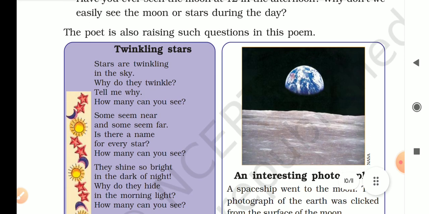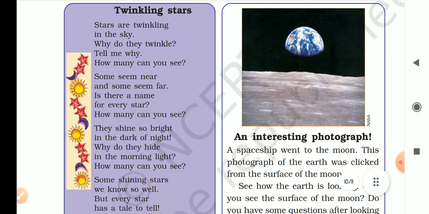The poet is also raising such questions in this poem. Stars are twinkling in the sky. Why do they twinkle? Tell me why. How many can you see? Some seem near and some seem far. Is there a name for every star? How many can you see? They shine so bright in the dark of night. Why do they hide in the morning light? How many can you see? Some shining stars we know so well, but every star has a tale to tell. How many can you see?